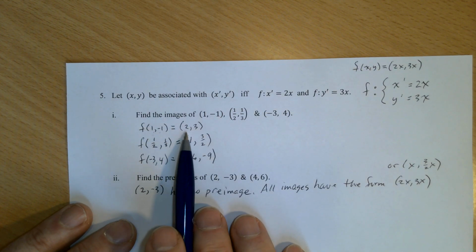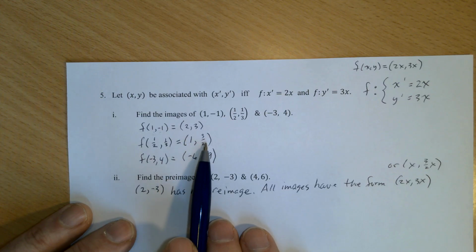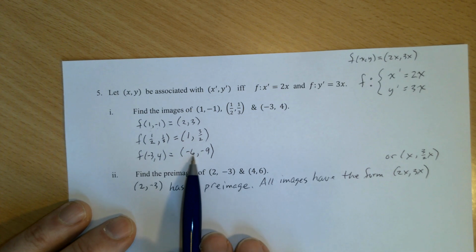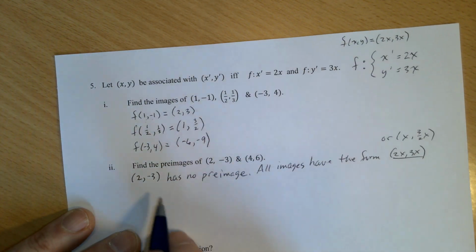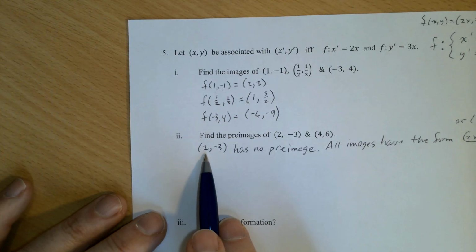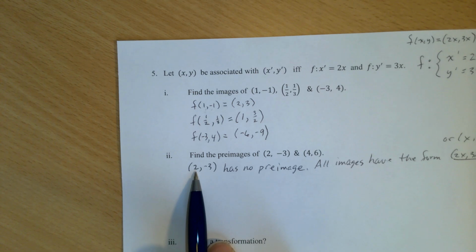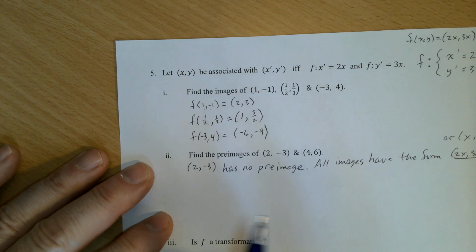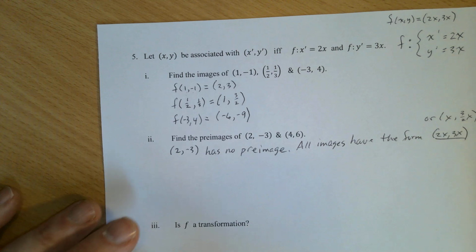And notice that's true over here. We have 2 and 3, 2 times 1, 3 times 1. We have (1, 3/2). That's 2 times a half, 3 times a half. (-6, -9), that's 2 and 3, both multiplied by -3. Okay, so there's no way to get an image of (2, -3). We can get (2, 3), we already did that. But we need them to be of the form 2 times a number, 3 times a number. And the number has to be the same number, 2x, 3x.